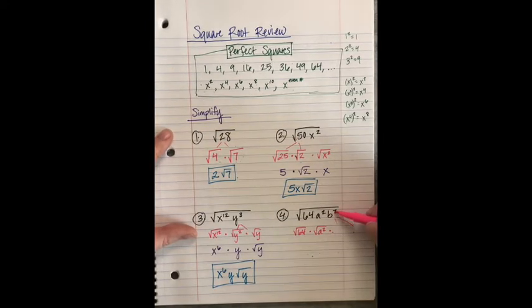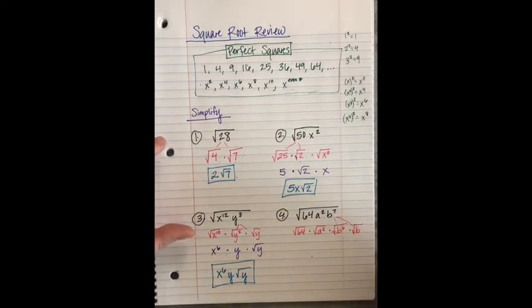Like I said, what I do is I lower that power by 1, so I'm going to do b to the 6th times b. So the square root of b to the 6th times the square root of b is equivalent to the square root of b to the 7th.